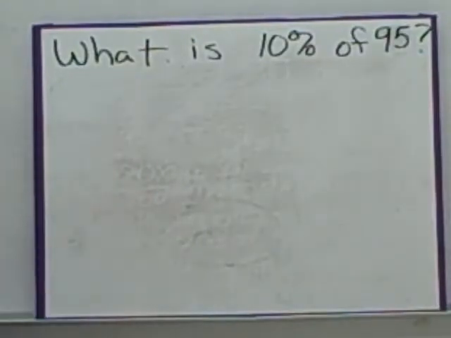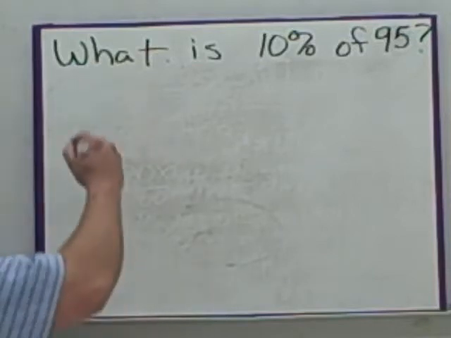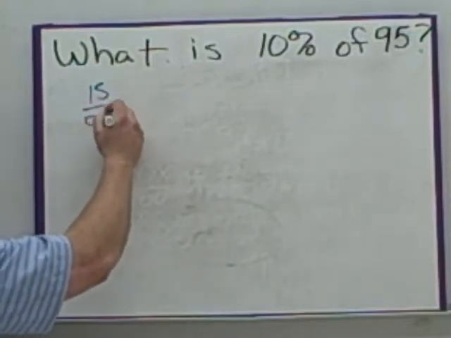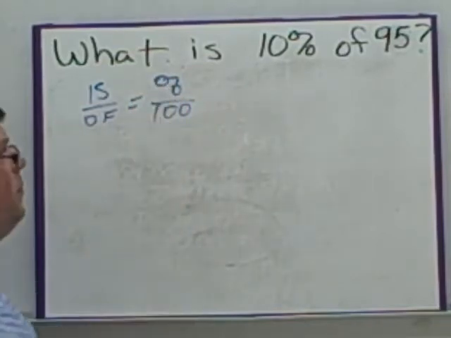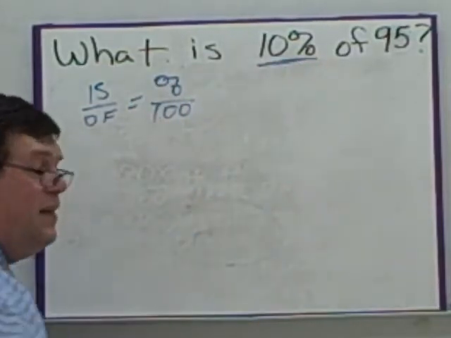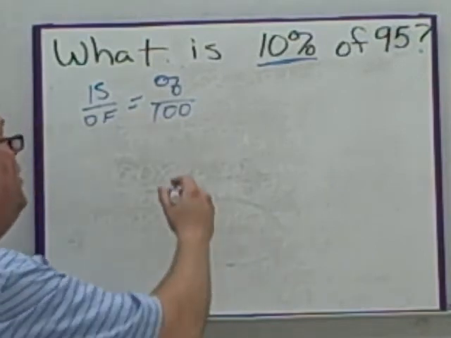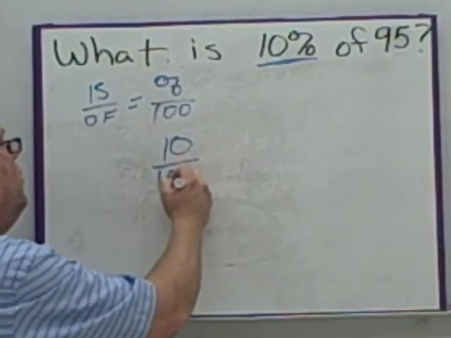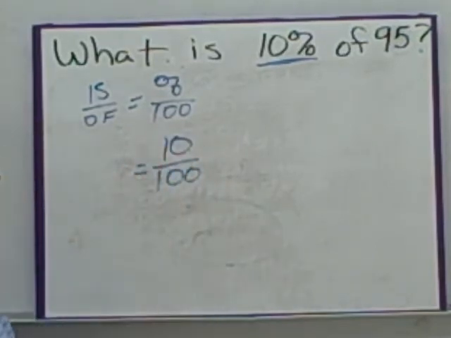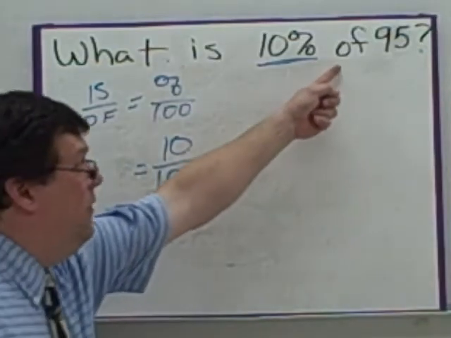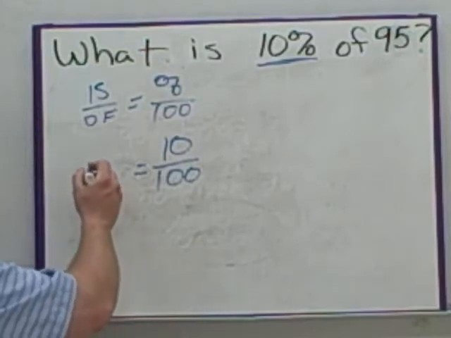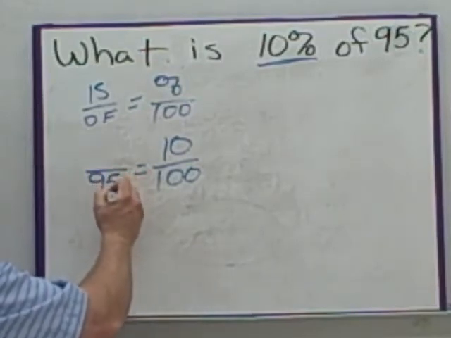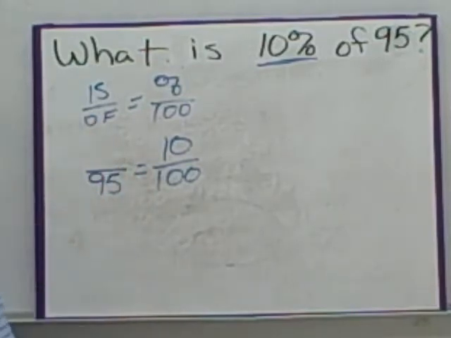So here we are at a word problem, one we saw before. We need to fill in the is over of equals percent over 100. We identify the percent first. There's the percent sign. The number in front of it is a 10. That's our percent. So we put the 10 over 100. Then we identify the of. Here's the word of. And next to the word of is the 95. So the 95 goes in the bottom of this fraction here.